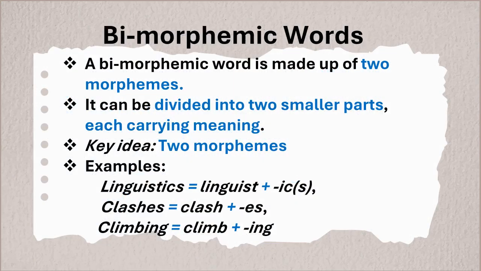As is obvious from the name, bi means two, so a bimorphemic word is made up of two morphemes, two meaningful parts joined together. Each part contributes something to the word's overall meaning. Think of it like a small word puzzle, one word plus one affix. And when we divide bimorphemic words, we can break them down only into two parts. No more, no less. The key idea: two morphemes working together to build a new or more specific meaning. For example, linguistics, clashes, and climbing can all be broken into two morphemes each.